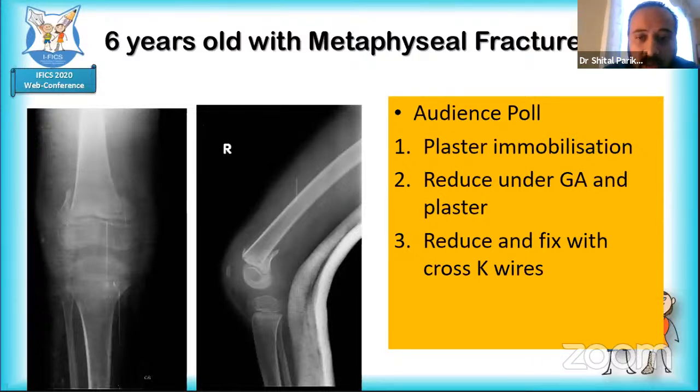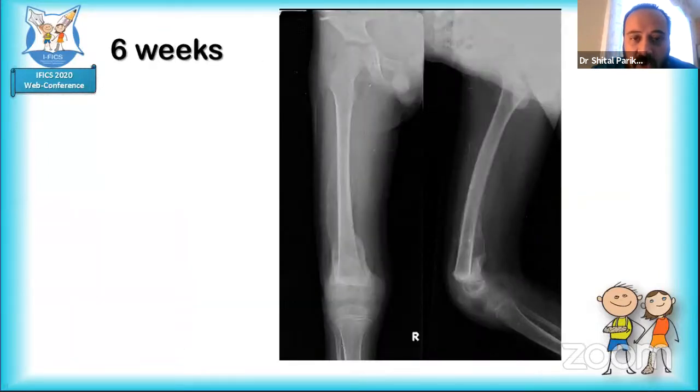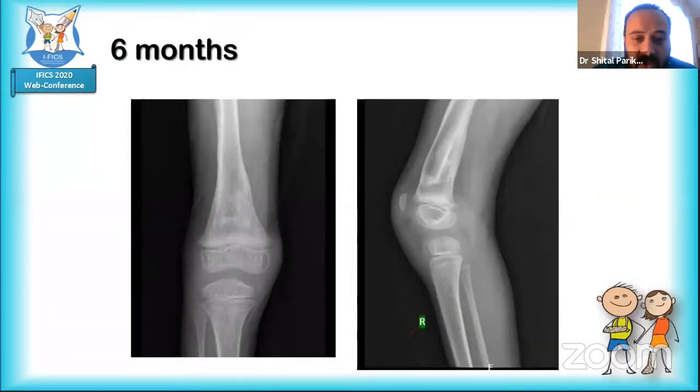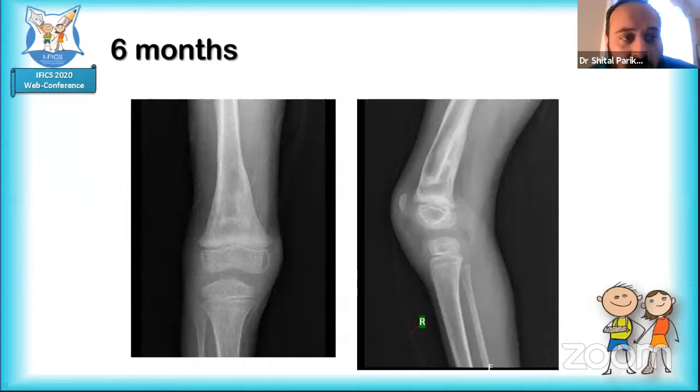Okay. So 75% of the audience would like to fix this with cross K wires. So I'll just share what was done, and then we can get Hitesh to comment on it and also the faculty. For this particular case, the patient was treated conservatively. As you can see here, there is a little bit of a posterior translation of the distal fragment. And this is 6 weeks post-op. The patient is 6 years old. And this is remodeling at 6 months. And Hitesh, would you like to comment on the audience recommending to fix it with cross K wires? Would you have done anything differently?